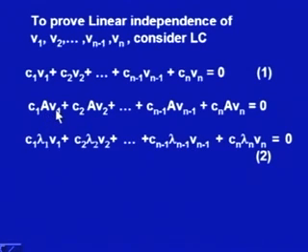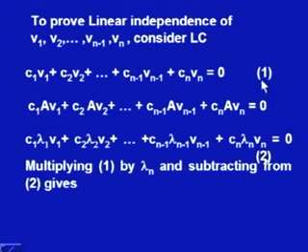Now, since V1 is an eigenvector corresponding to eigenvalue lambda 1, A V1 is equal to lambda 1 V1. So, we are replacing A V1 by lambda 1 V1. Similarly, A V2 is to be replaced by lambda 2 V2, as lambda 2 is the eigenvalue and V2 is its corresponding eigenvector. Similarly, this term will become lambda n minus 1 Vn minus 1, and the last term will be Cn lambda n Vn equal to 0. Let us call this equation 2.